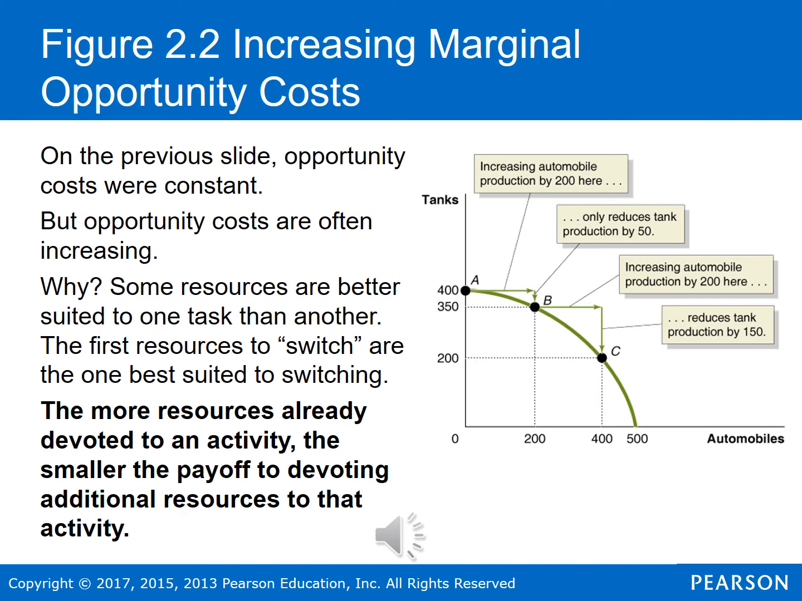So for instance, workers may have years of experience on tank assembly lines. Now they have to produce automobiles, and they're not as used to it. So they're not going to be as productive. So we have a higher opportunity cost because of that.